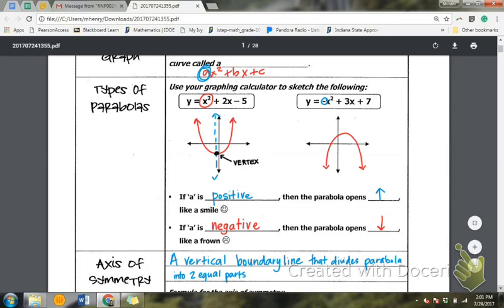Let's go ahead and draw the axis of symmetry on this graph. It's a dotted line because it's kind of imaginary. And let's go ahead and put our vertex here. So if a is positive, it's going to open up. If a is negative, it's going to open down.